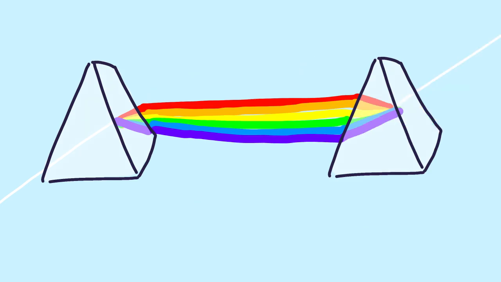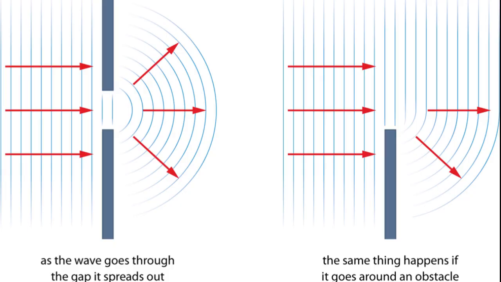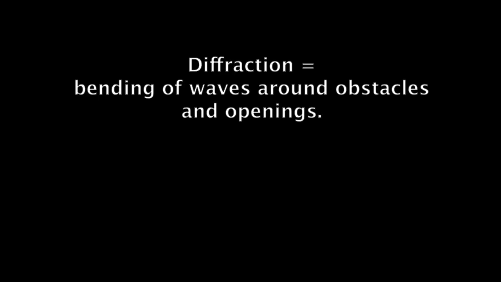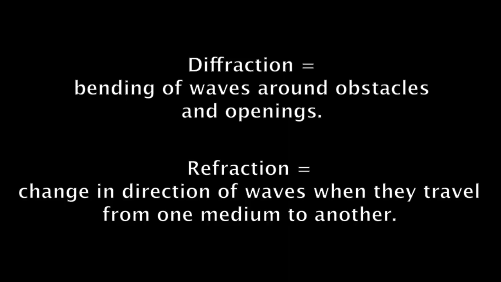So Newton thought that this proved the light was a particle, but many were still skeptical because Newton claimed that diffraction was another type of refraction. However, we now know that's not true. Diffraction is the bending of waves around obstacles and openings, while refraction is the change in direction of waves that occurs when waves travel from one medium to another.